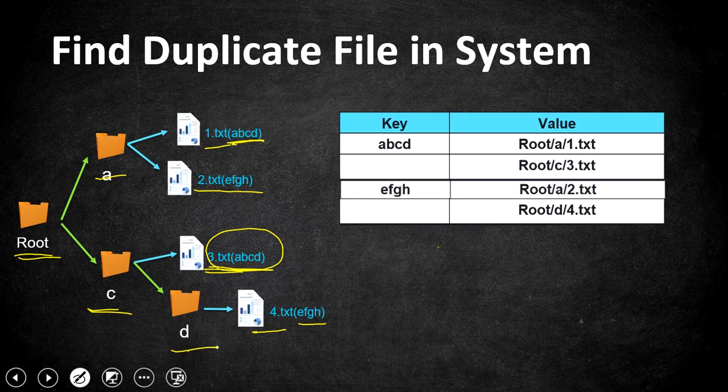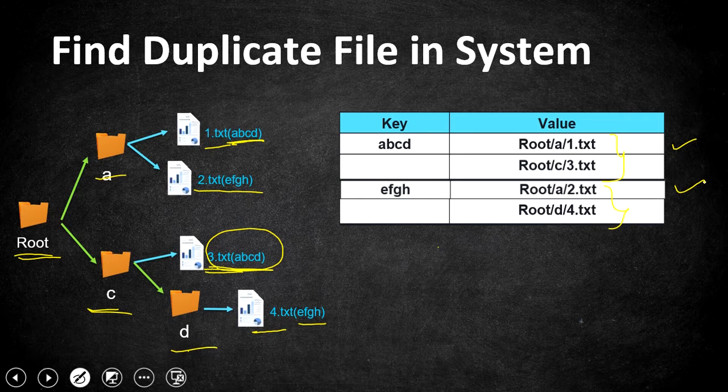So once we have added the data, our hash map is finally going to look like this, and we have parsed all the text files given in our input. Finally, if you see, there are two root files for ABCD and two directories for EFGH. In that case, we have to return these two lists as our output.